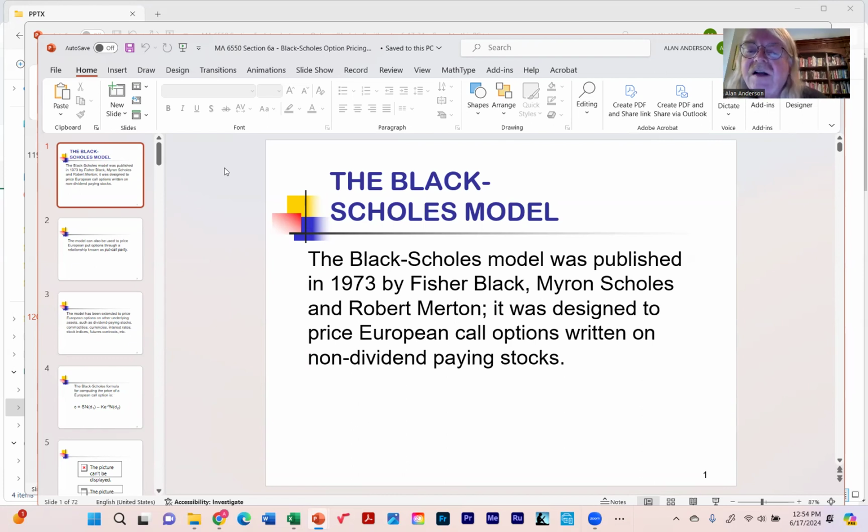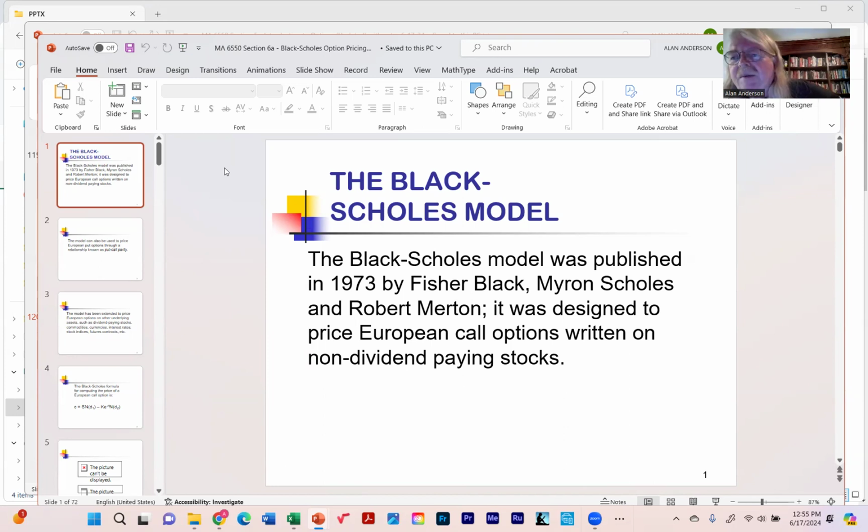Interestingly enough, in 1997, Myron Scholes and Robert Merton won the Nobel Prize in economics for this model. Sadly, by that time, Fisher Black had already died, so he didn't get the prize, but Scholes and Merton were awarded the Nobel Prize because of this model that they created.